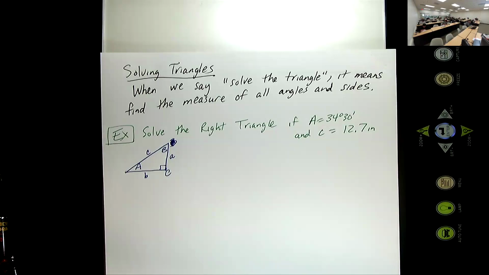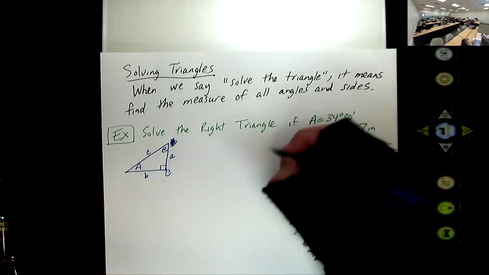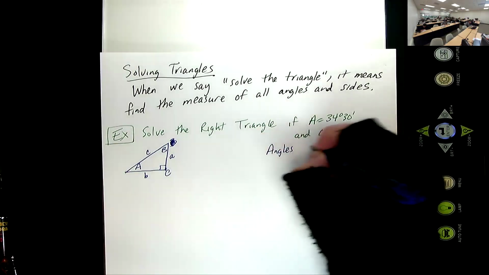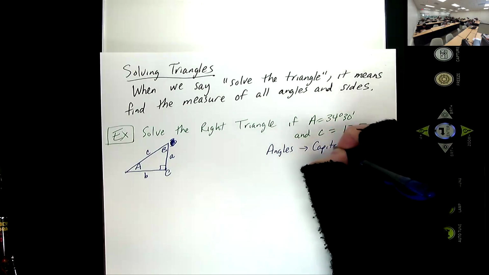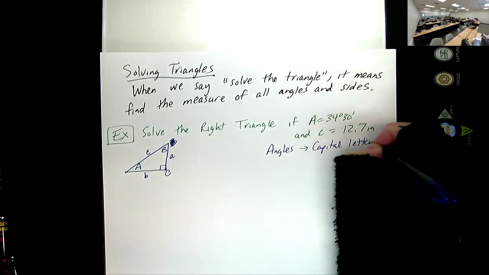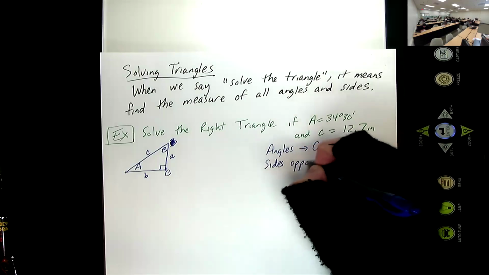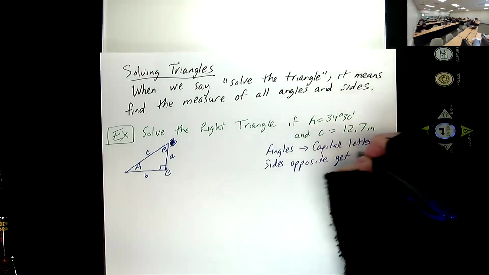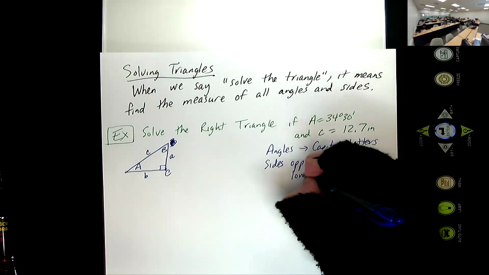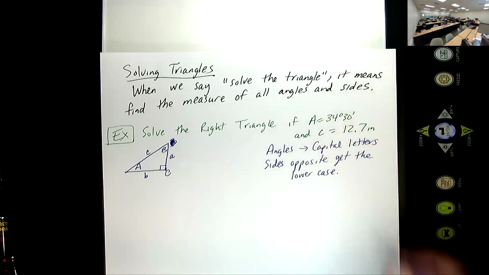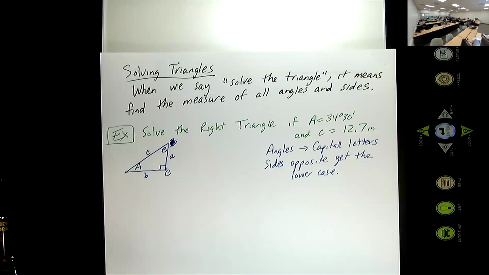So on triangles, we usually label the angles with capital letters. I mentioned this before, but I'm bringing it back up. Sides opposite get lowercase. So big A, little a, big B, little b. C is really a pain, because they look identical. You know what I mean?